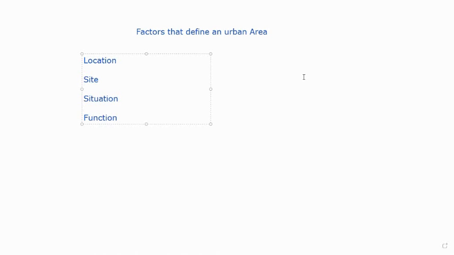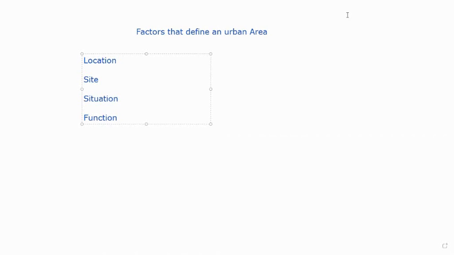Okay, then the next factor which defines an urban area is the site factor. So if we talk about site factor, then we have to study the relief of that area, which kind of relief is there, either it's a plain area or it's a rugged terrain, uneven surface, or there's a drainage network or marshy area. So that is the site of that area. And the site factor also includes the climate of that area. So the terrain, the landscape, and the climate are the main part of the site factor.